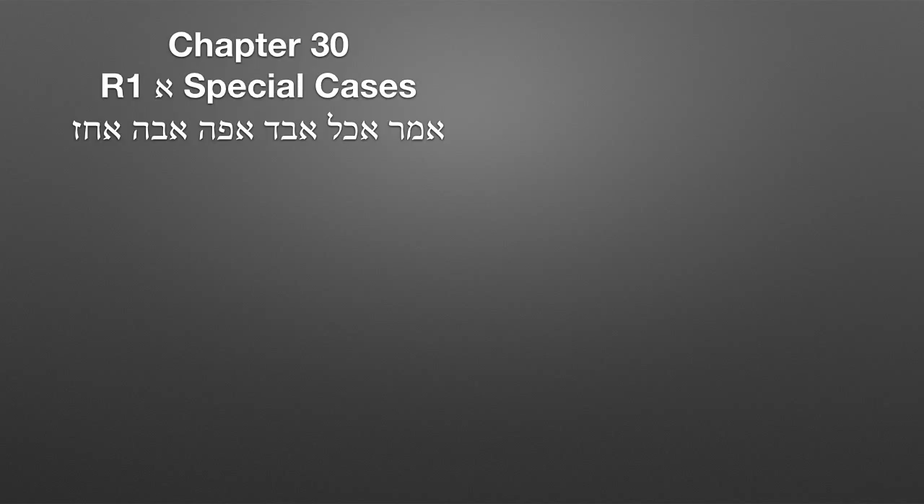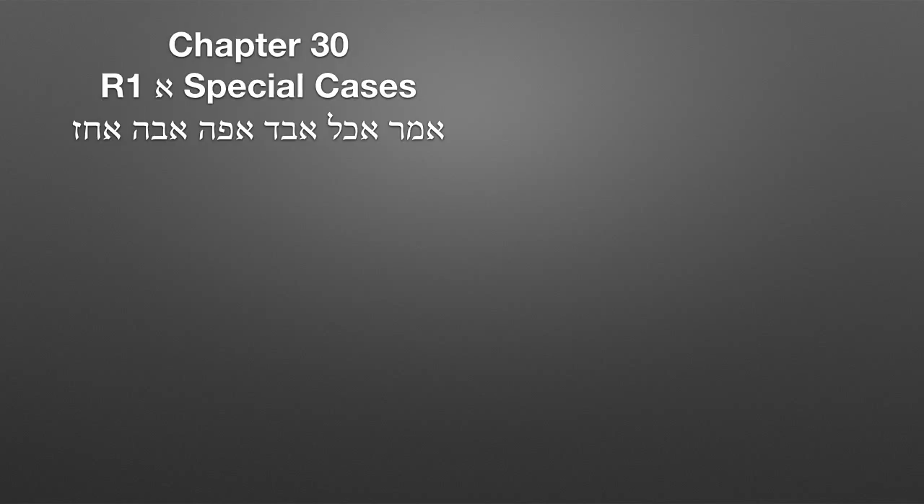Chapter 30, we're going to be looking at the R1 Aleph special cases. Now, these are special cases because we're only going to be looking at a few of the verbs. Amar, Achal, Avad, Afa, Ava, and Achaz are the ones that we'll be looking at in this chapter. And these are special cases because they act differently than other R1 gutturals, even other R1 Aleph gutturals. The place where they act differently is in the Qal imperfect, and I'll show you those in just a moment.